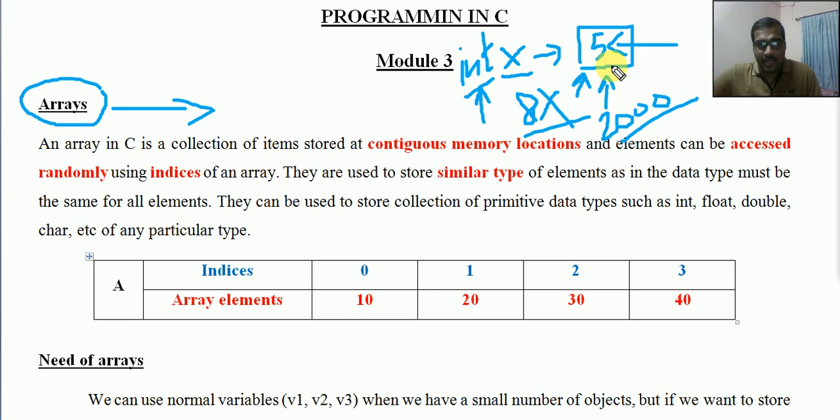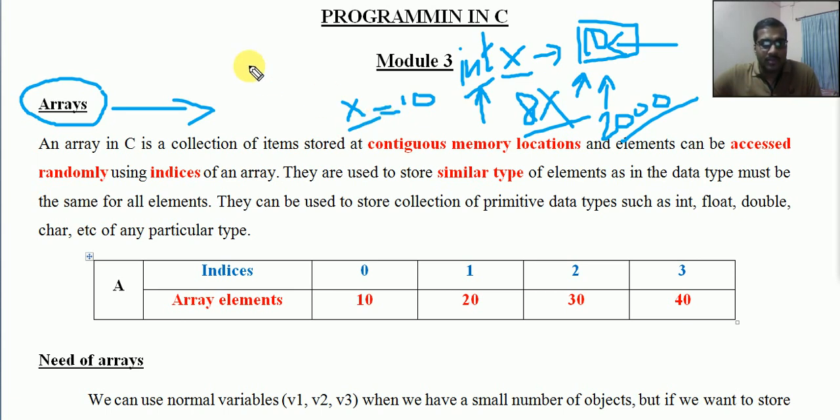Now after some time, if I try to assign a value, for example x equals 10, what will happen? The existing value at the same address 2000 will be replaced by the new value, 10. The 10 will be placed in this particular location. So at any particular moment we can hold only a single value within an integer or any single variable. That is an introduction regarding a variable.